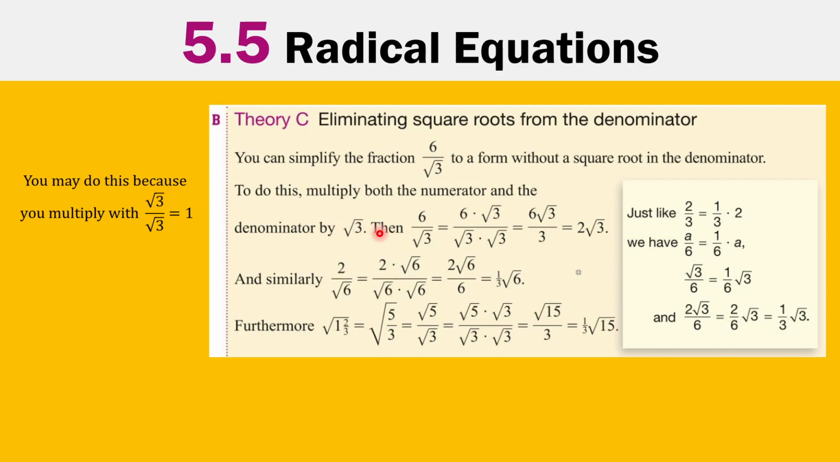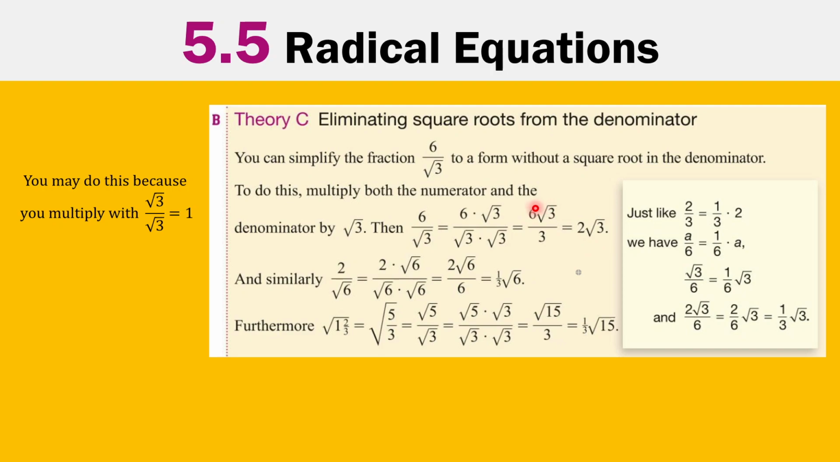Why is this a smart way? Well, if I now do 6 times root 3, I do have a root in my numerator now, but we will see that that's not that big of a problem. What I do in this way is get rid of the root in the denominator, because root 3 times root 3 is root 3 squared is 3. And now I can divide my numerator by 3. 6 divided by 3 is 2 root 3.